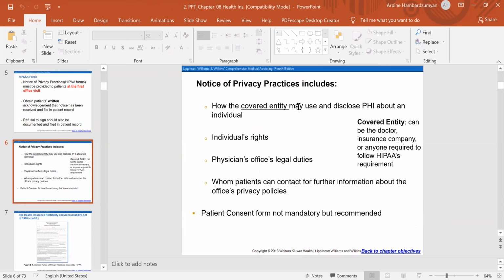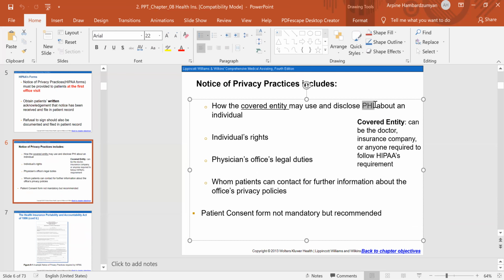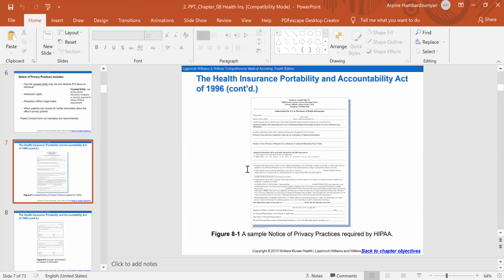How the covered entity may use and disclose protected health information. So this is the abbreviation for protected health information about the individuals. First of all, let's see who is a covered entity. It can be the doctor, the insurance company, Medicare, Medical, Blue Shield, or anyone required to follow HIPAA's requirements. So they need to have the signature on file, and you can share the information only with those who are related to the patient case.